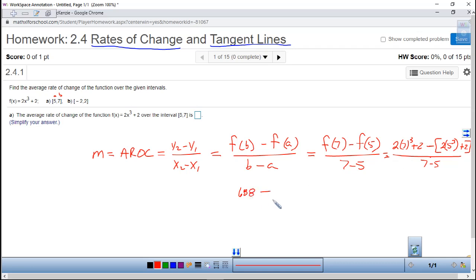That's going to give me 688. And then if I do this part, I've got 5 cubed, which is going to be 125 times 2 plus 2, which gives me 252. And I'm dividing by 7 minus 5, which is going to be 2. So 688 minus 252 is 436 divided by 2, which is going to give us 218. All right, so that's all you're doing. Now, remember, I showed every single step here, including some, so you don't have to show all this, but you've got to show enough that we know that you can tell where your work comes from.